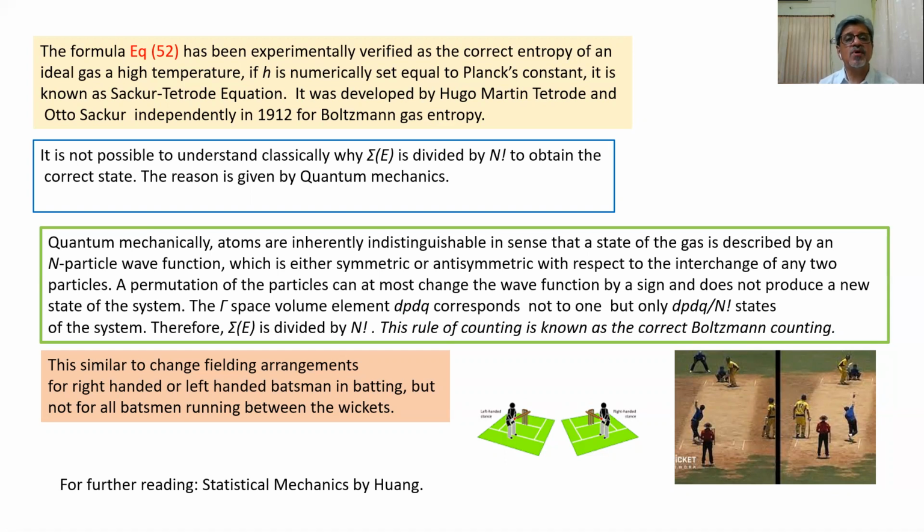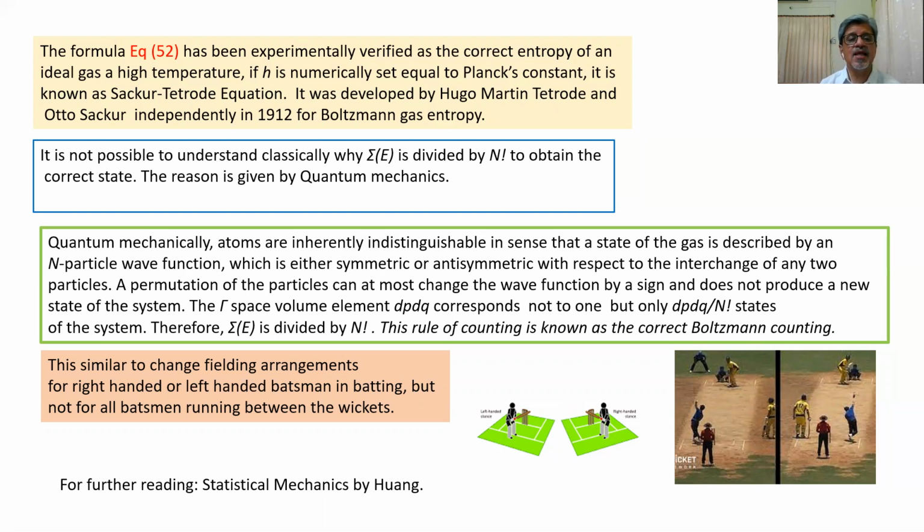It is possible to understand classically why the summation is divided by N factorial? It is not possible to explain classically. To obtain the correct state, the reason is given by quantum mechanics. So it is not possible to understand classical mechanically why we have divided by N factorial. But the answer lies in quantum mechanics.